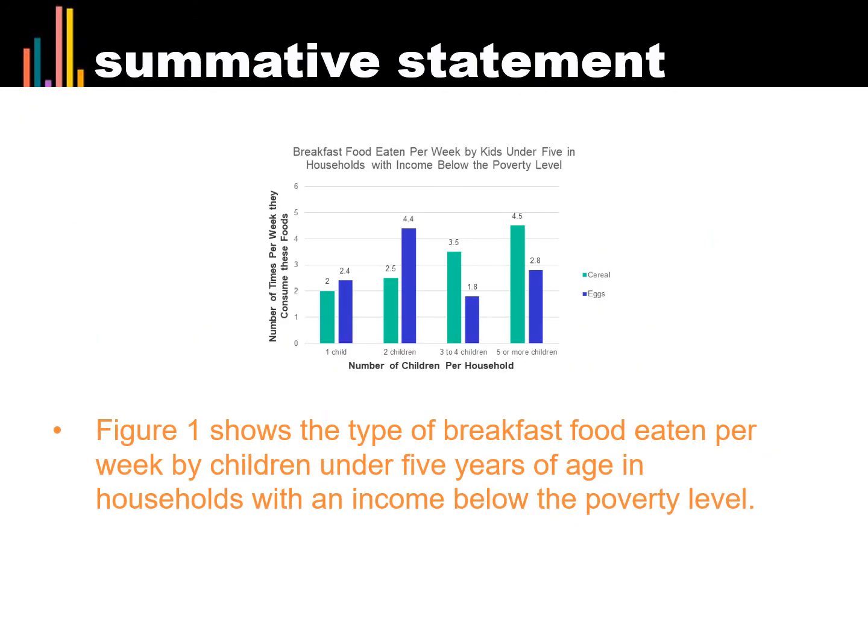So, for example, let's take this same data display about breakfast foods eaten per week by kids under 5. And this would be the first sentence of your paragraph, okay? First sentence of your paragraph, figure 1 shows, and you're going to label this figure 1, right? Figure 1 shows the type of breakfast food eaten per week by children under 5 years of age in households with an income below the poverty level. That is the first sentence of that paragraph.